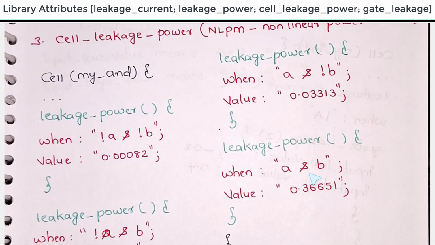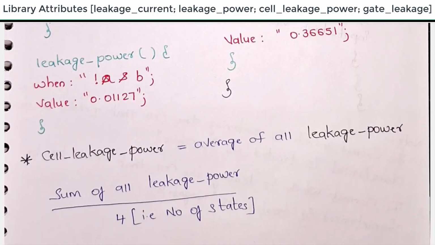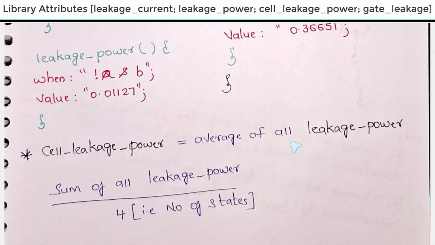As we are going for an AND gate, which is a 2 input AND gate, it will have 4 combinations. So that's why we are getting 4 values here. Now let us see how to calculate cell leakage power. Simply, cell leakage power is the average of all leakage powers. So you add all the leakage powers and divide by the number of states.